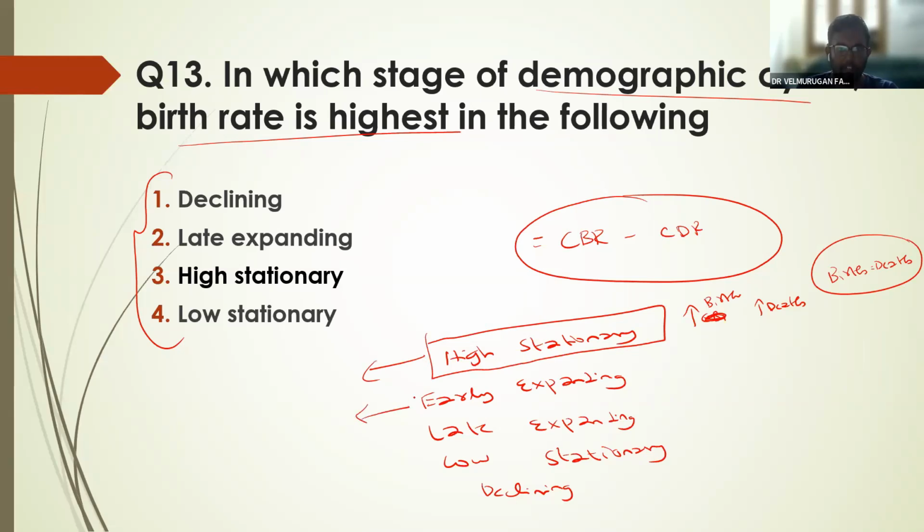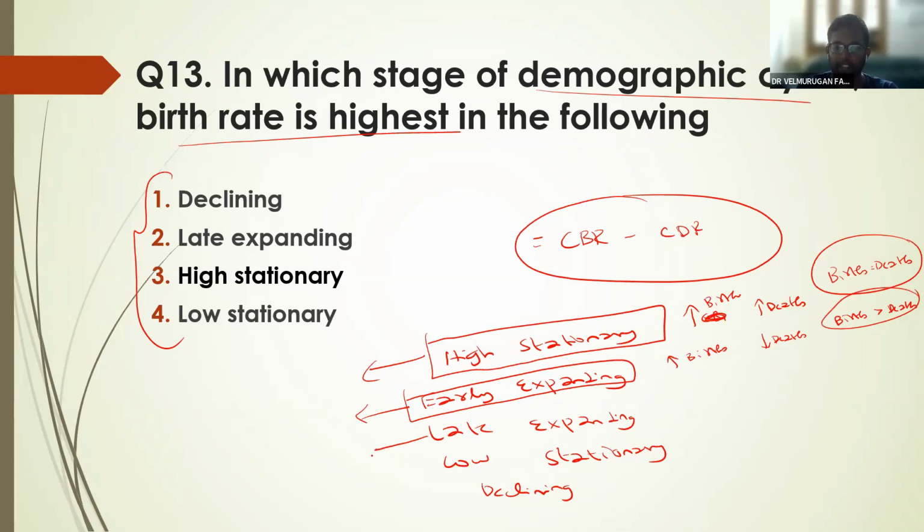Then slowly there was development of science, early expanding. So births increased and deaths started to decrease. So births more than deaths. That is early expanding.